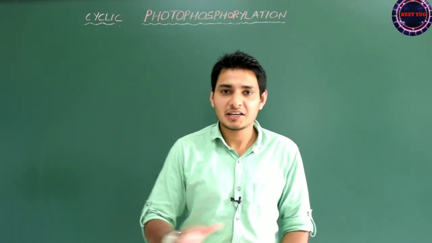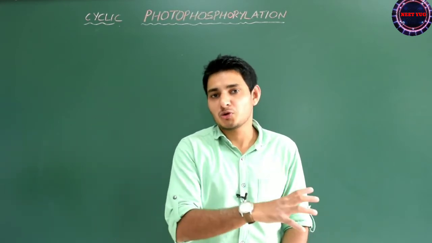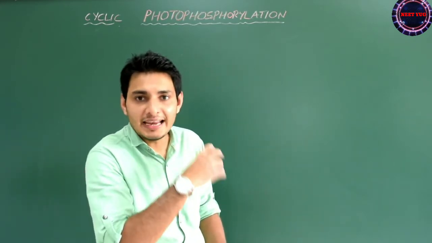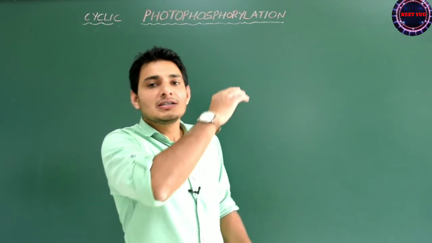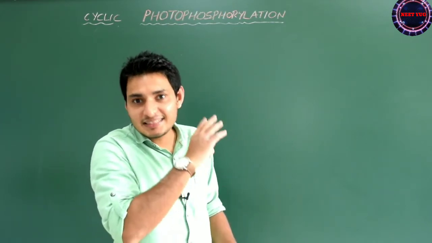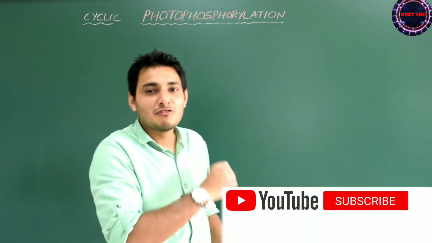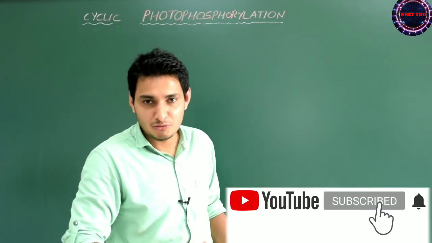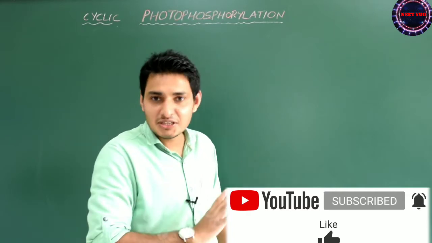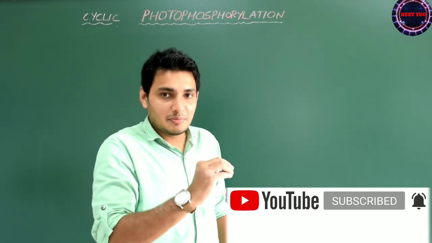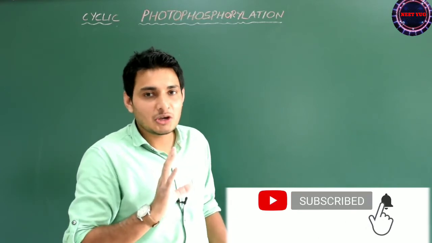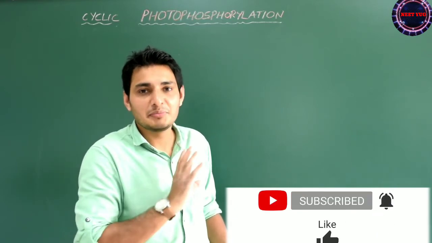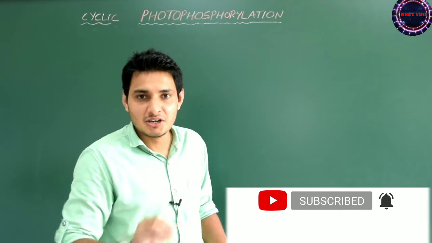I am Arun Kumar. Here I am going to explain cyclic photophosphorylation. It is the process of synthesis of ATP within the stroma lamella with the involvement of 700 nanometer of red sunlight and photosystem 1. That's it. Here photosystem 2 is absent and the enzyme ferredoxin NADP reductase is also absent. Hence, it cannot produce NADPH, only ATP is synthesized.